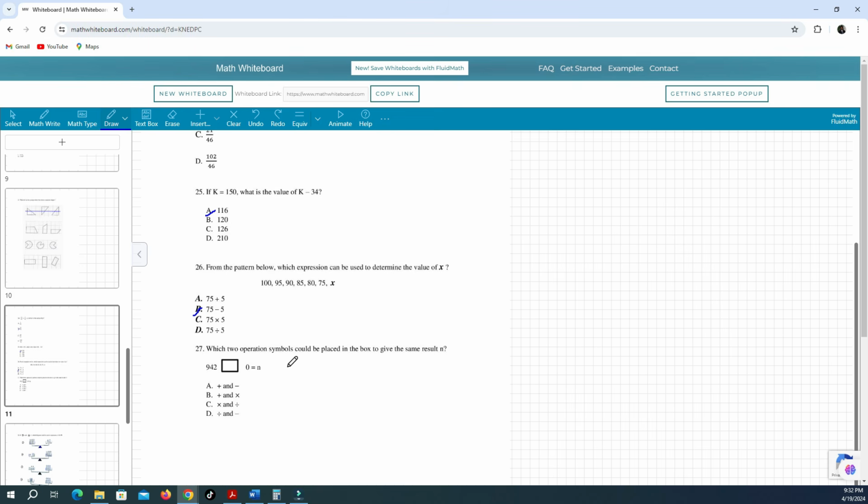Which two operation symbols could be placed in the box to give the same results for n?